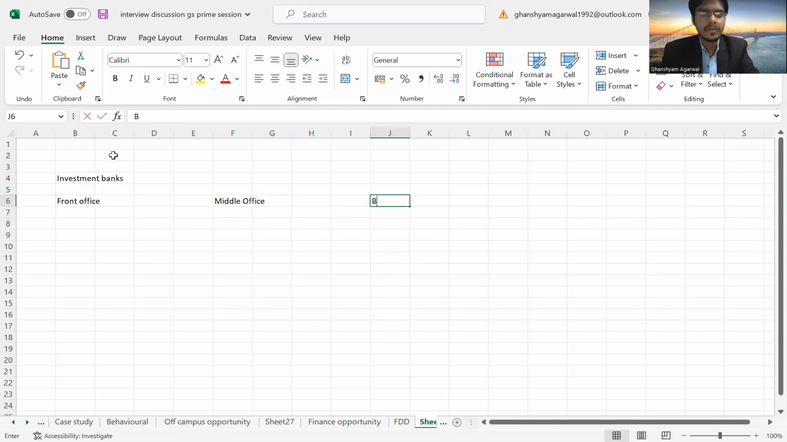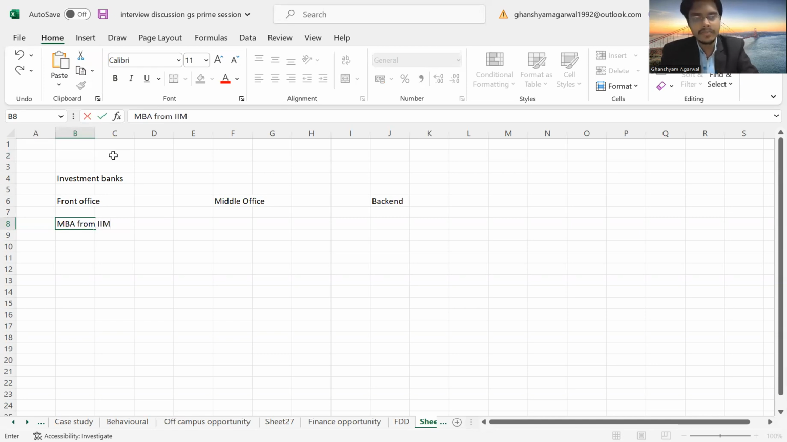There are backend roles. Okay. Now with the CAs, in this front office you will find MBAs from IIMs. Generally they will get a seat out here. From good premium tier one colleges you will get. So this is very difficult to get out here.